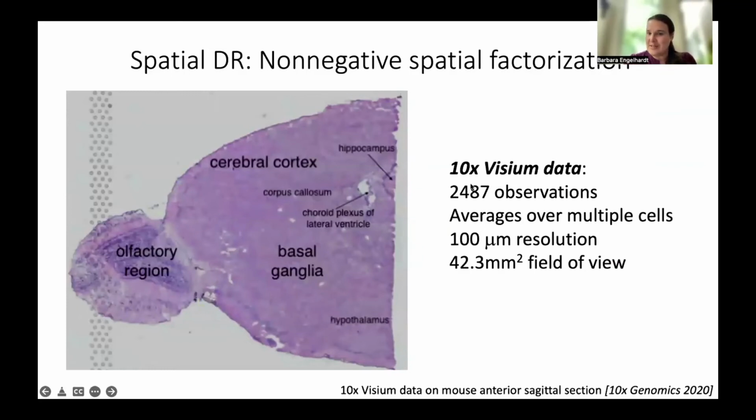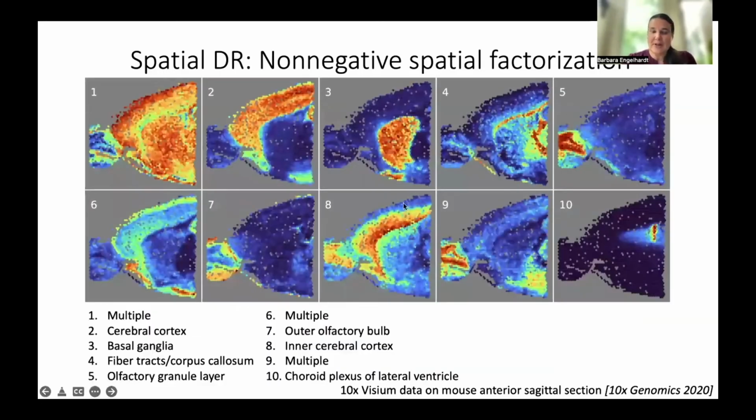The next example that we looked at was this 10x Visium data. It is a much larger field of view, and it's not single cell resolution. So every single spot is going to be an average over multiple cells. This is also mouse brain data. We've labeled the brain over here with the help of a mouse neurologist.